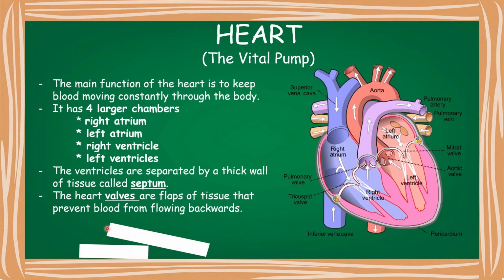And also our heart has valves, which are flaps of tissue that prevent blood from flowing backwards. So those are the four valves inside the heart. They prevent the blood from flowing backwards, because once the blood flows backwards, there's a tendency the blood will not circulate properly, and the heart will stop pumping.